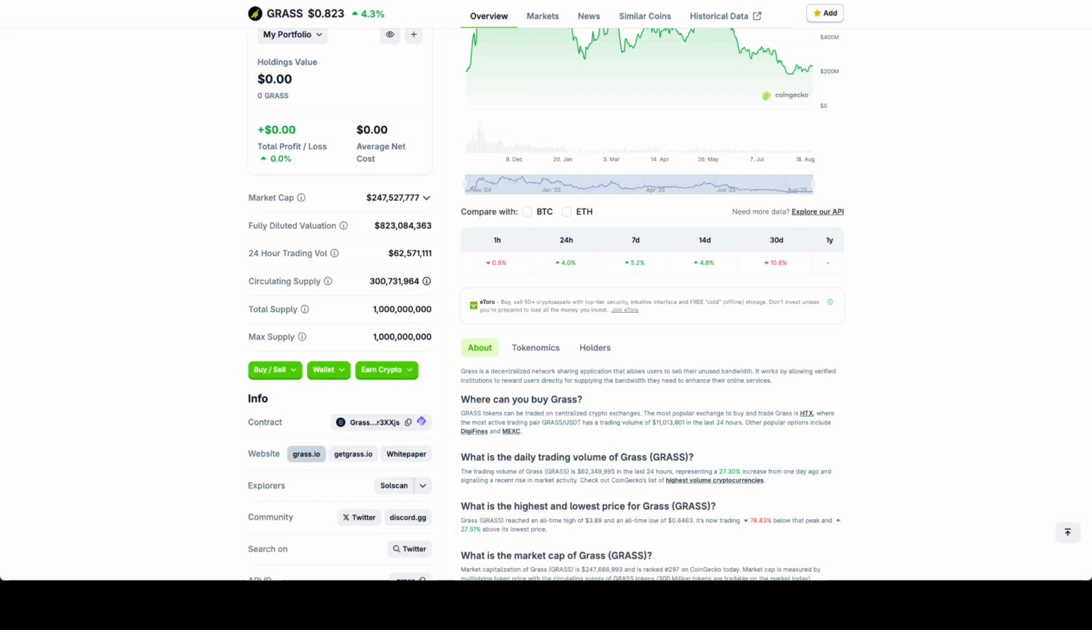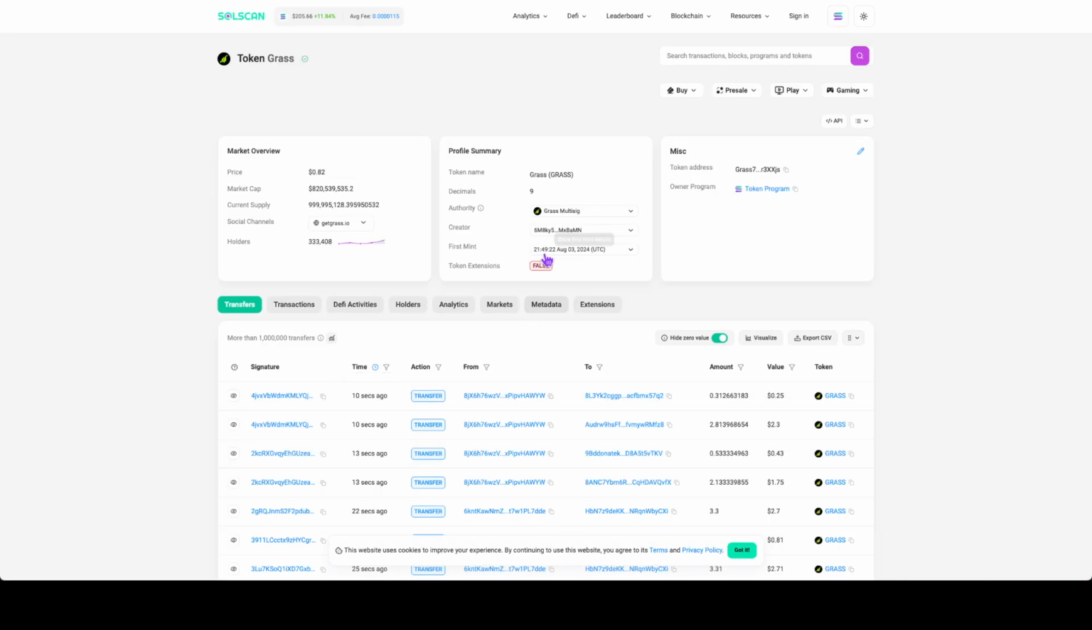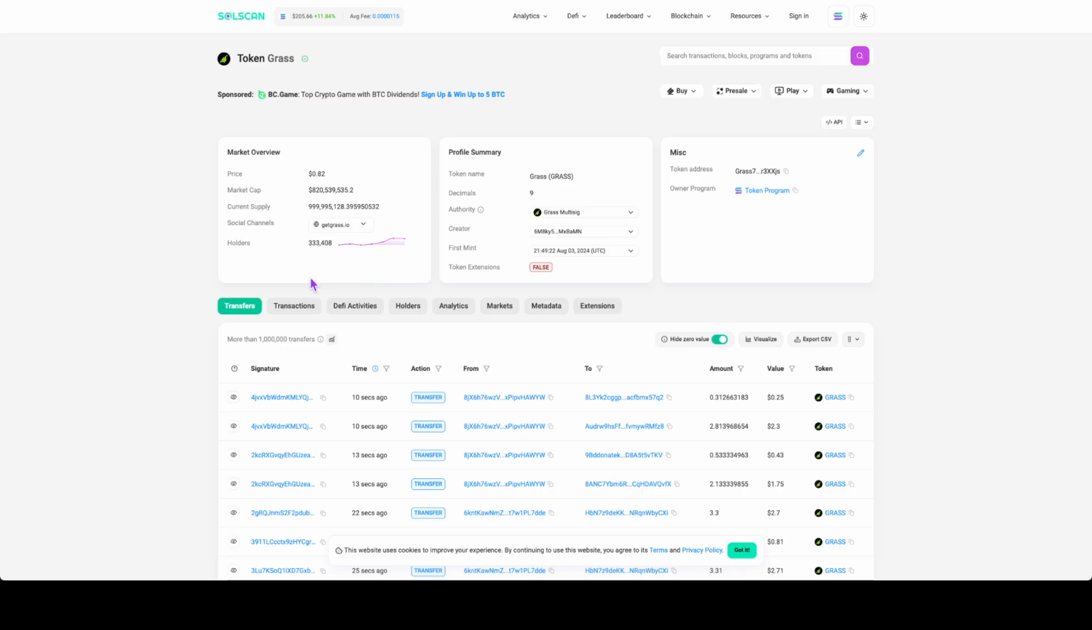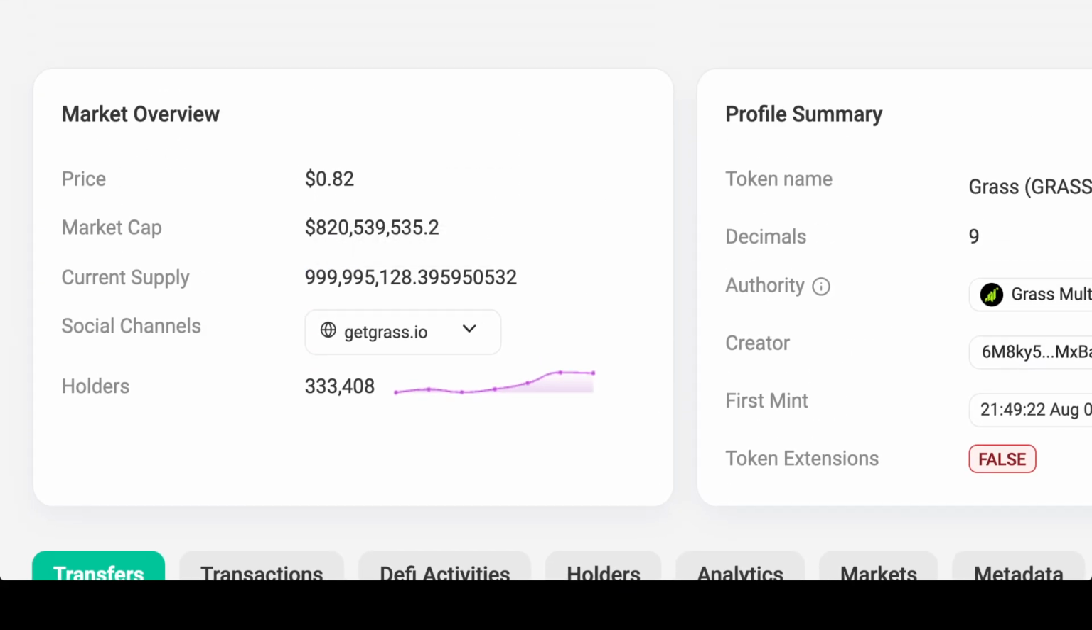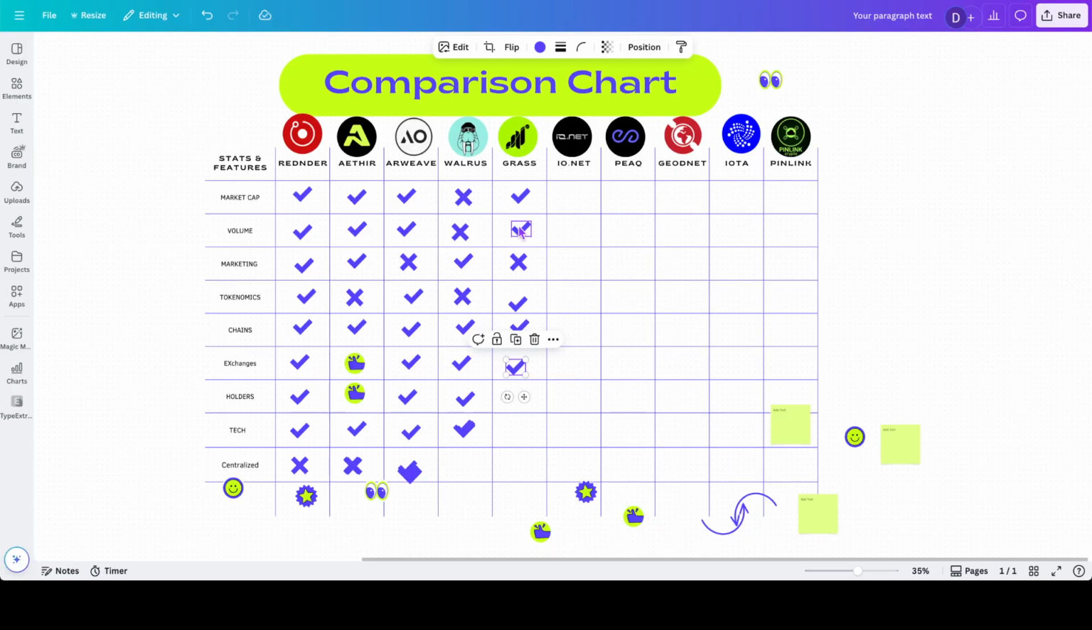Holders, did we check holders, guys? Let's have a look at holders, Solscan. Let's see. 300,000 holders. Holy crap, that is excellent. Excellent stuff. So let's give them good holders. Very good tech because I mine it. And now let's give them the fat X, which is highly centralized, right?